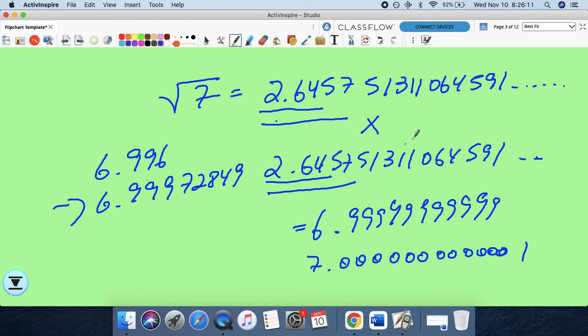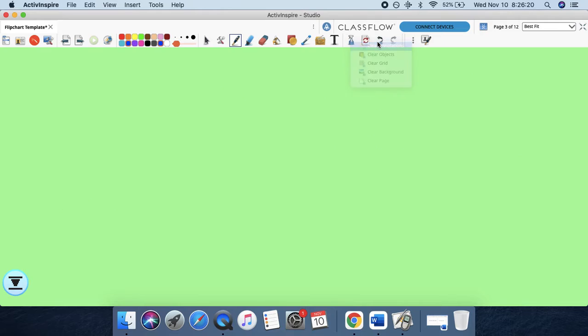So the more decimal places you use, the closer you're going to get to 7, but really never getting to 7. Okay, so it's an approximation, and because it's a non-terminating, non-repeating decimal, it is an irrational number.